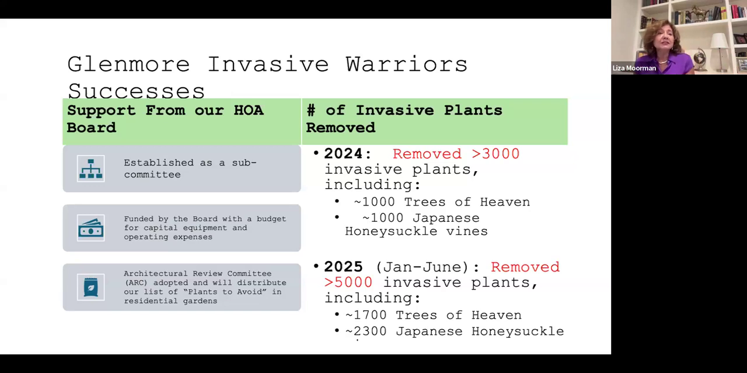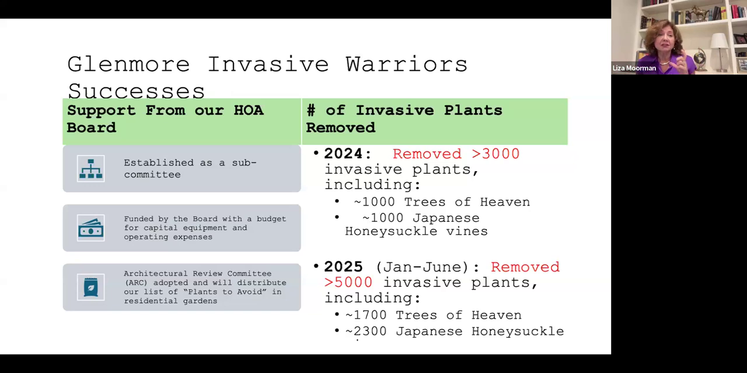And then I think our other big successes can be seen in our numbers. In 2024, we removed more than 3,000 invasive plants, and that ranges from Japanese barberry to tree of heaven, Paulownia tree, all those guys. And that includes 1,000 trees of heaven, and about 1,000 honeysuckle vines. And we've really picked up our pace. I told you we added a day, and the sector leaders have really gotten more involved in their individual sectors, and we've increased our numbers.